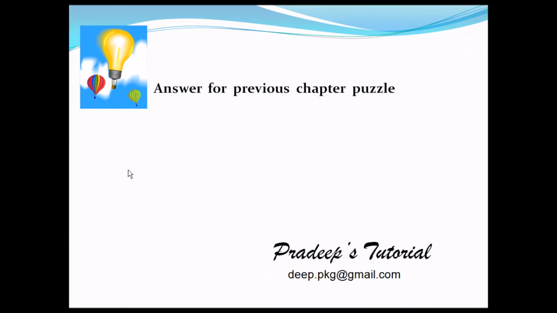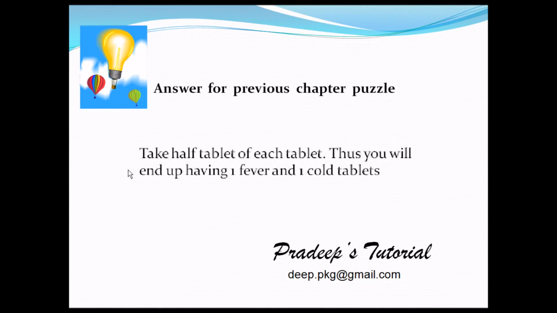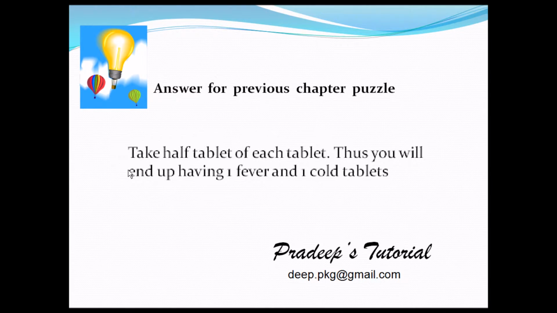Before that, the answer for the previous chapter's puzzle. So here is the answer. Take half of each tablet, and you will end up having one fever and one cold tablet. For those who don't know, the question is: you have four tablets, two for fever and two for cold. All four have the same size, shape and color. You have to take one cold and one fever tablet. So the answer is you have to take half of each of the tablets.